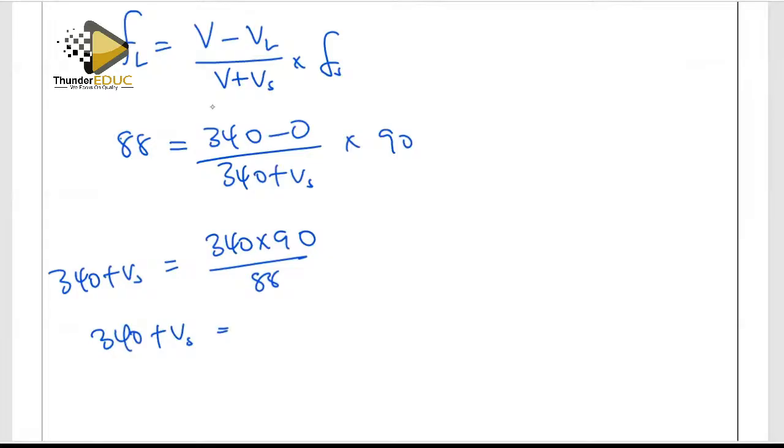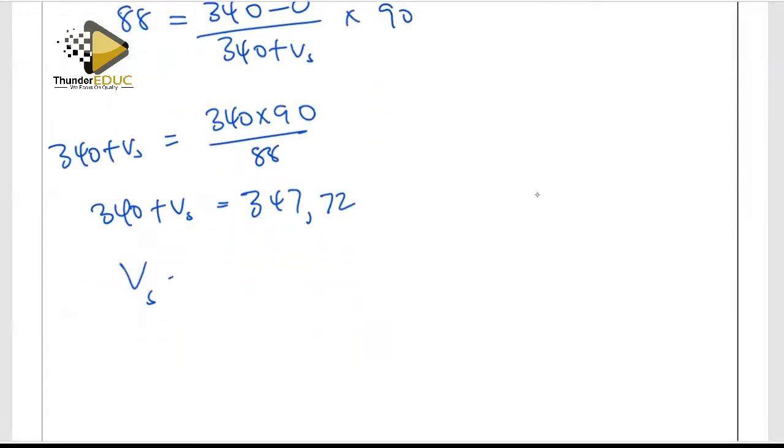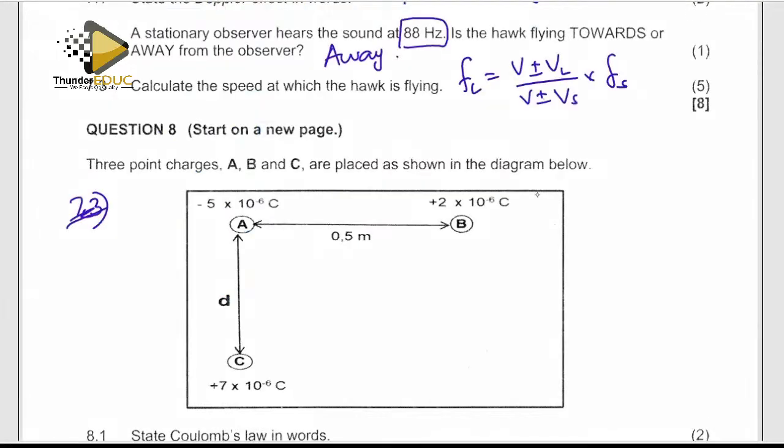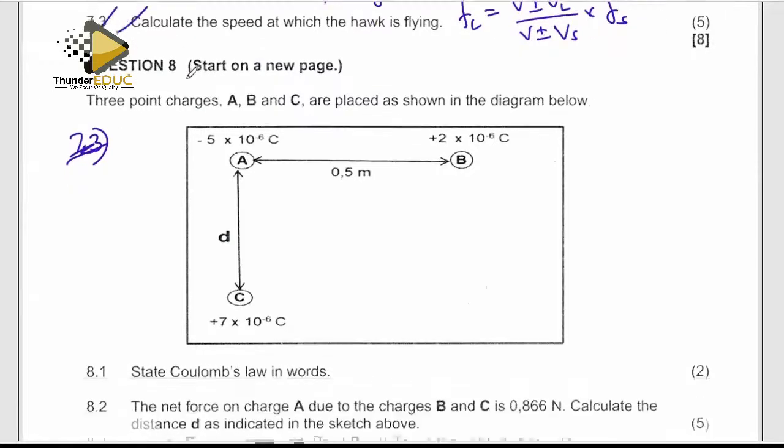So when I punch this in the calculator, we have 340 times 90 divided by 88. It gives me 347.727272. So when I subtract the 340, meaning that our Vs is just 7.72 meters per second, which means it's 7.73 meters per second. So that is what we would have done with question number 7.